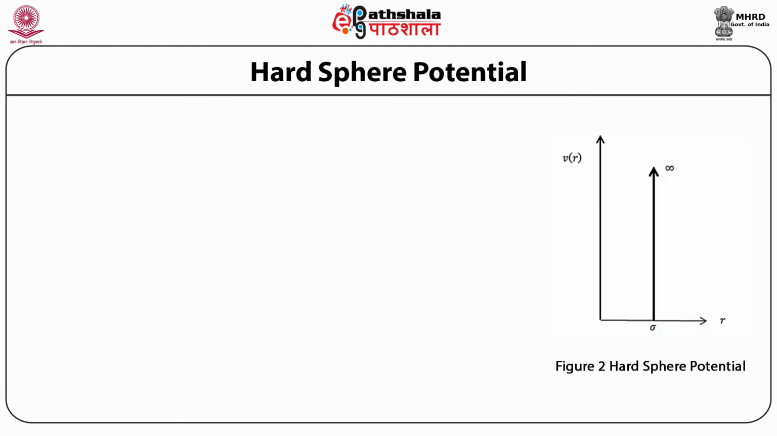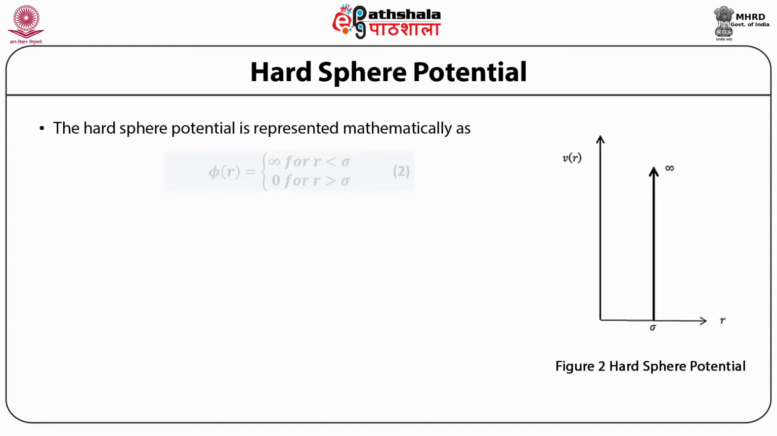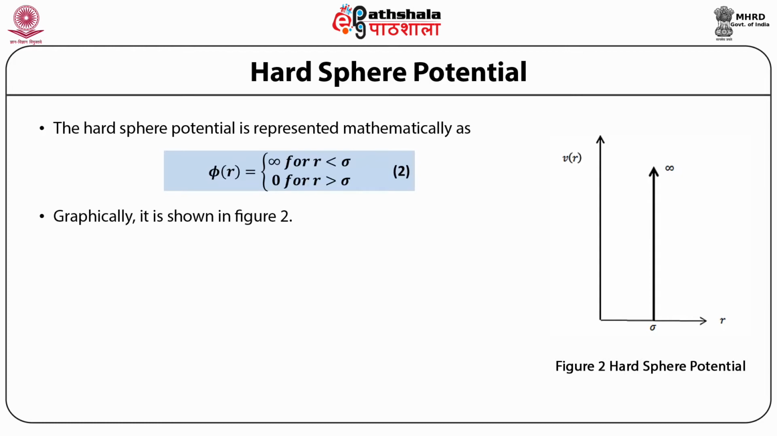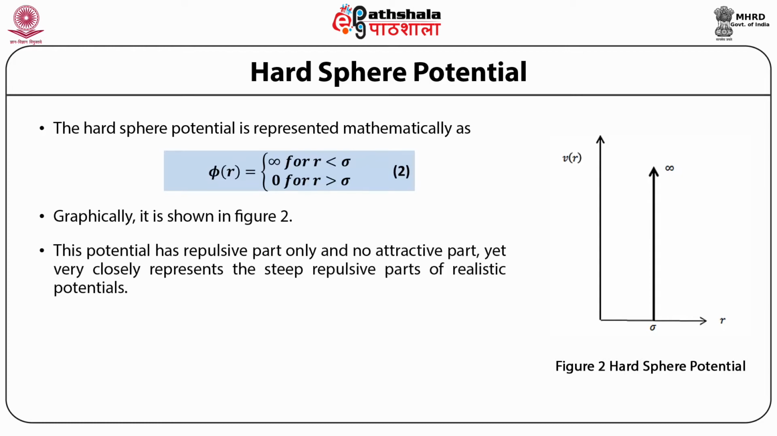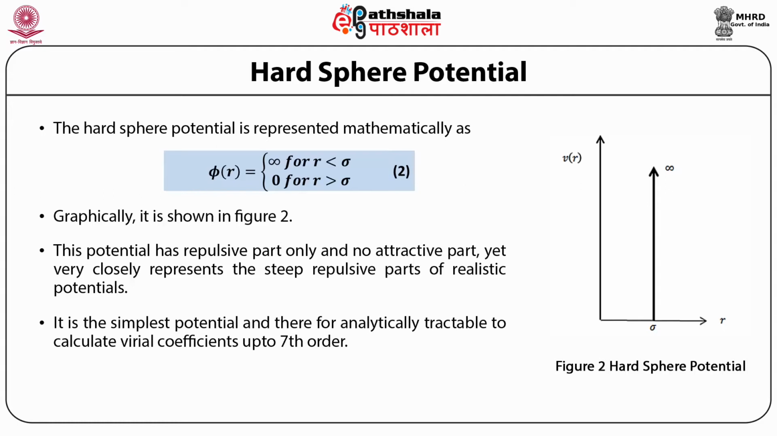Hard sphere potential. The hard sphere potential is represented mathematically as phi(r) equal to infinity for r less than sigma and equal to 0 for r greater than sigma. Graphically, it is shown in figure 2. This potential has a repulsive part only and no attractive part, yet very closely represents the steep repulsive parts of realistic potentials. It is the simplest potential and therefore analytically tractable to calculate virial coefficients up to 7th order. A gas modeled on this potential is called a hard sphere gas or fluid.